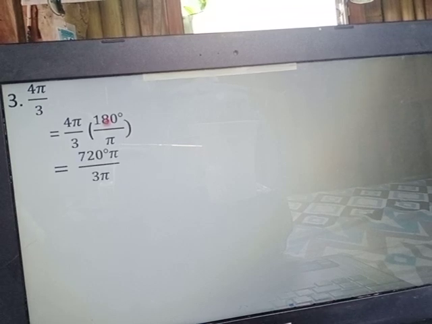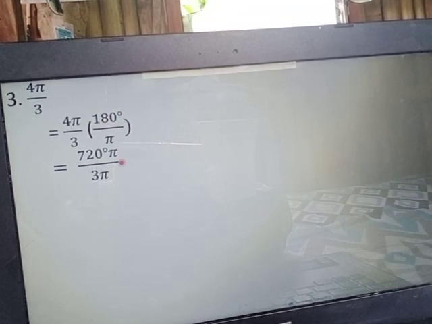So we have 4 multiplied by 180, which is equal to 720 degrees pi. And then 3 multiplied by pi is 3 pi. Then you will have to simplify, cancel the pi here. Then divide 720 degrees by 3, which is 240 degrees. Therefore, 4 pi over 3 is equivalent to 240 degrees.